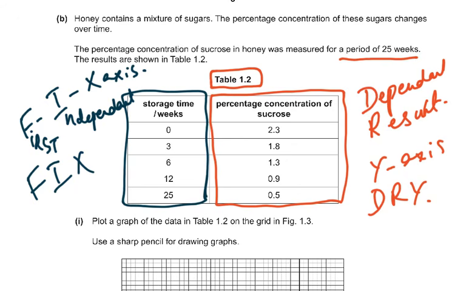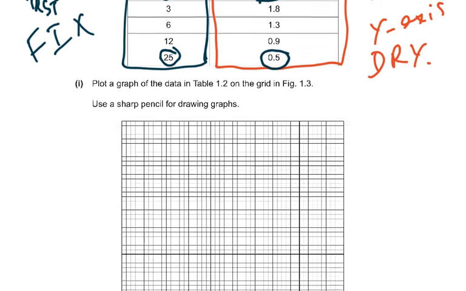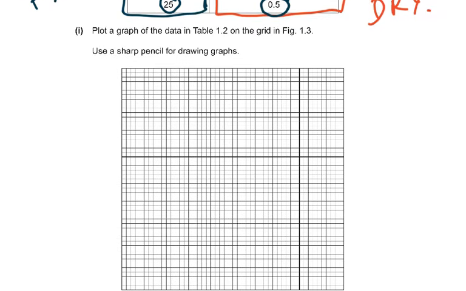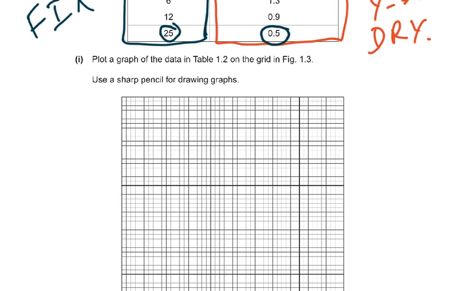Now you have to plot a graph of the data. Now that's a very simple way that you have to calculate. You look at the smallest figure, you look at the biggest figure. The smallest figure here was 0.5, and the largest figure was 2.3. Now you have to spread this data on this graph. And the first and foremost thing is that before you plot the graph, you need to label the axis.